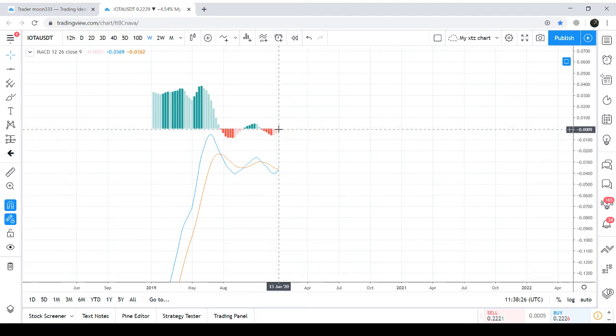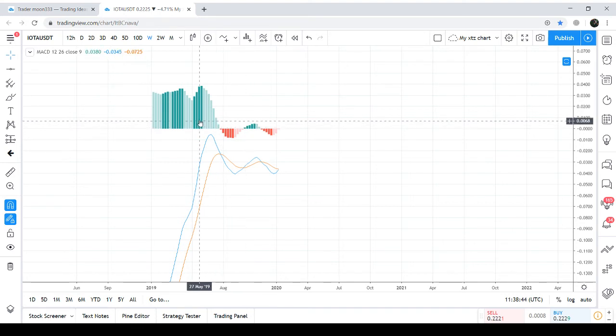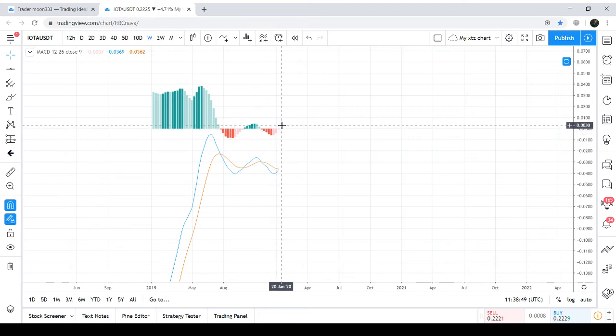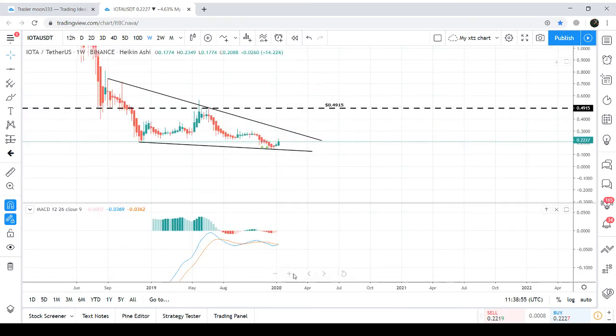And I'm expecting that the next bar will appear in dark green color, which is a strong bullish indicator. Like this one here, this is the strong bullish indication. So this is getting squeezed, and I have strong expectations that the next bar will be strongly bullish, and we will have a complete bull cross between these two lines.